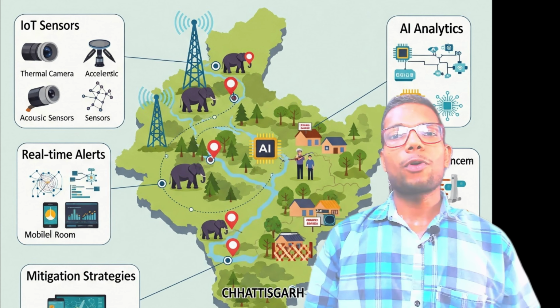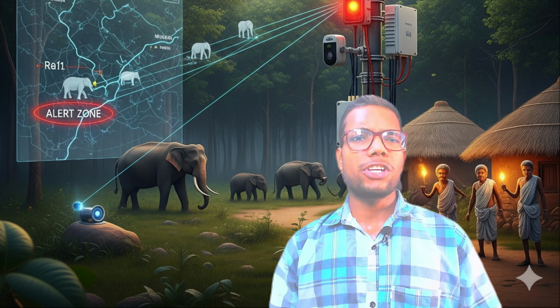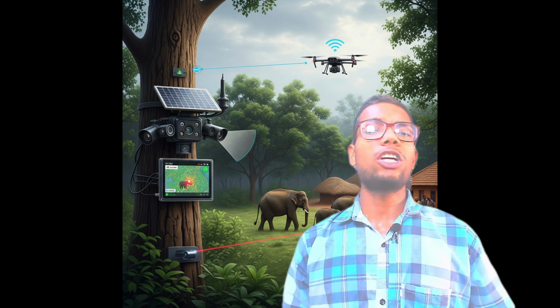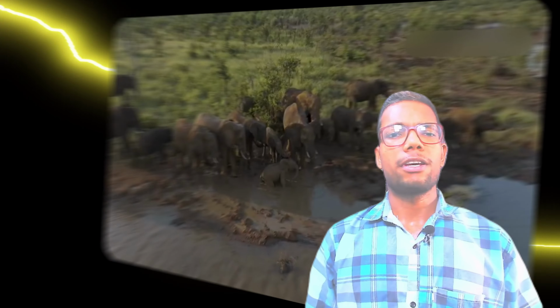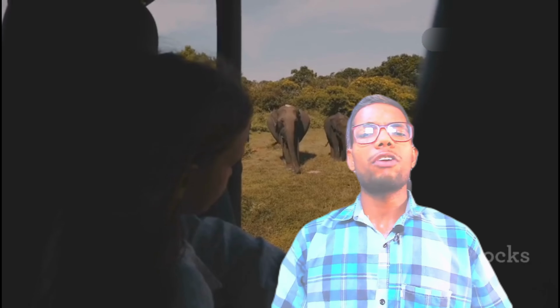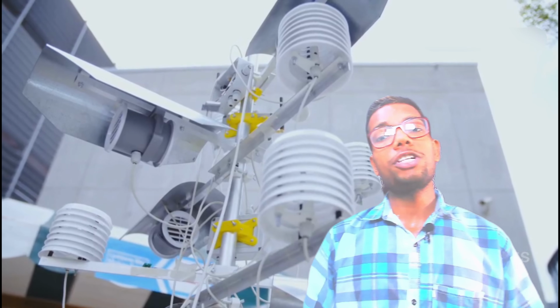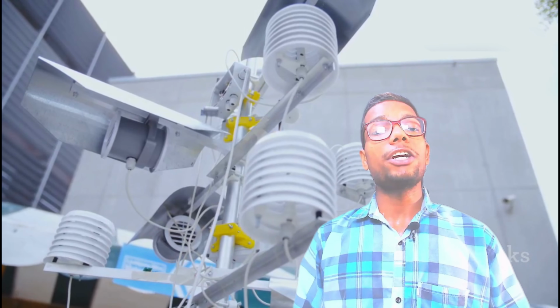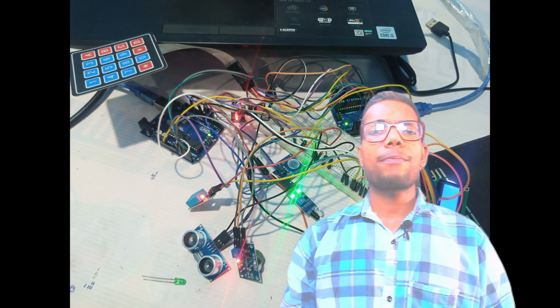Our problem statement context is that human-elephant conflict is one of the major challenges in states like Chhattisgarh, where elephants frequently move near villages, farmlands and roads. This often leads to crop damage, human casualties and also elephant deaths. The existing methods of protection like trenches, watchtowers or manual patrolling are not enough and are sometimes dangerous. That is why an intelligent technology-driven system is urgently needed to provide early warning so that both humans and elephants can stay safe. So our prototype introduction is this.